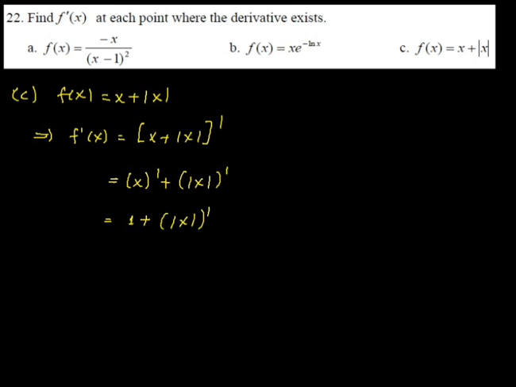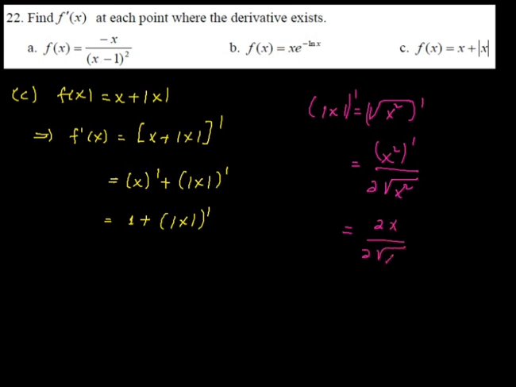Let me show you separately. Absolute value of x is the same as square root of x squared. So the derivative of absolute value of x means the derivative of square root of x squared, which is the inner derivative, x squared derivative, over 2 times square root of x squared. So this means 2x over 2 times square root of x squared, which is x over square root of x squared. Square root of x squared is absolute value of x. So the derivative of absolute value of x is x over absolute value of x. So the derivative of f becomes 1 plus x over absolute value of x.